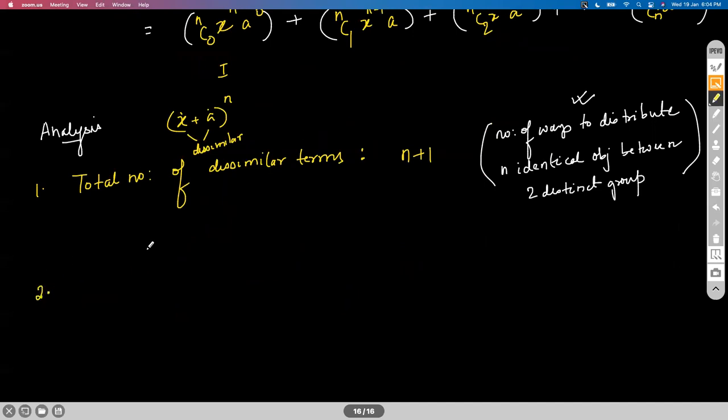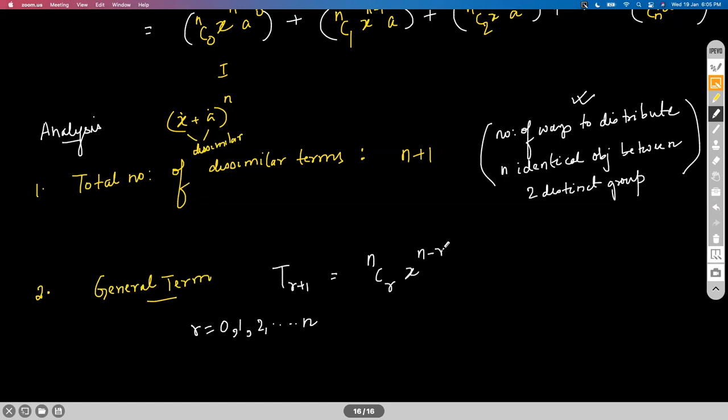Second thing I would like you to note down is your expression for the general term. Now, general term, normally we prefer writing it as T(R+1), the R plus 1th term, where R could be any number from 0 up till N. So as you know, if you want to express the first term, your R will be kept as 0. That means you'll get T(0+1), which is your first term. If you want to get the fifth term, R should be kept as 4. If you want to get the last term, which is your N plus 1th term, R will be kept as N. So if you see the pattern, then you would realize that your R plus 1th term can actually be written like this.